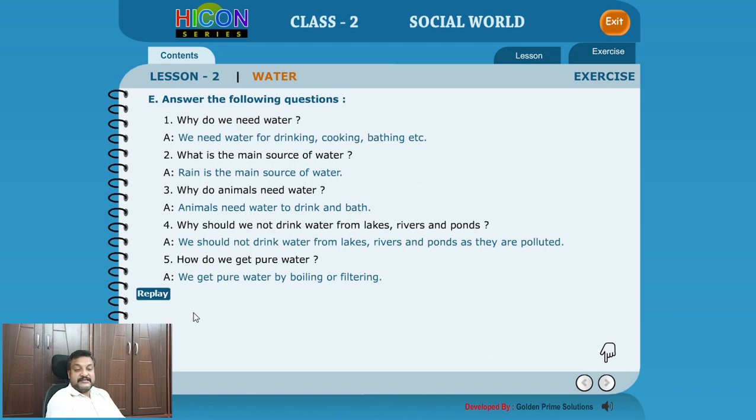Third, why do animals need water? Animals need water to drink and bathe. Why should we not drink water from lakes, rivers and ponds? We should not drink water from lakes, rivers and ponds as they are polluted. How do we get pure water? We get pure water by boiling and filtering.